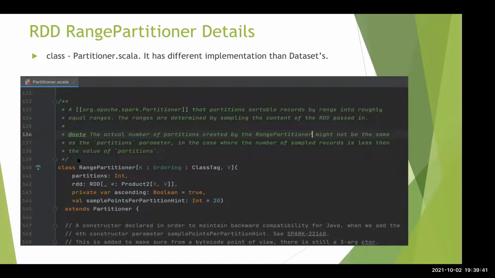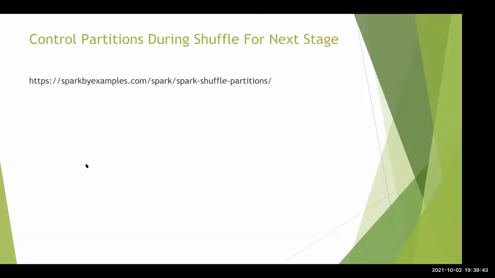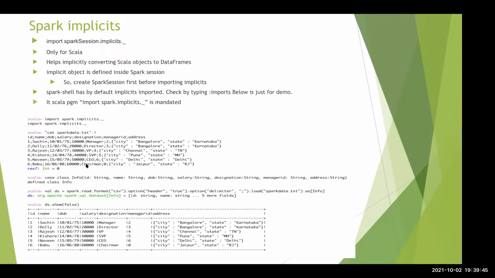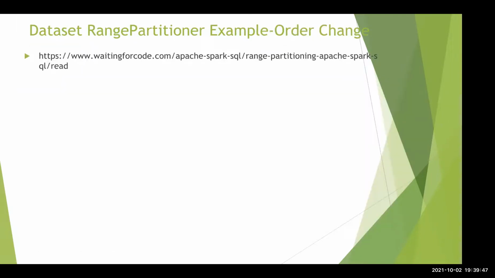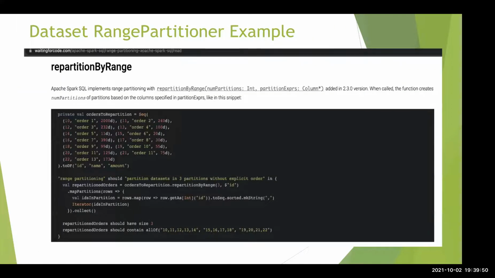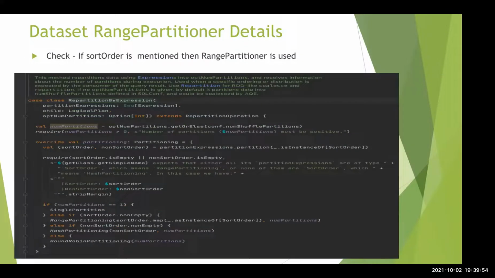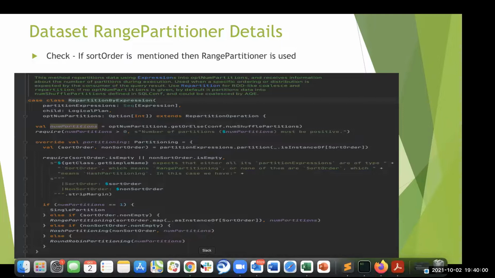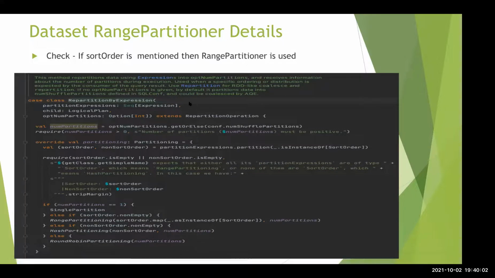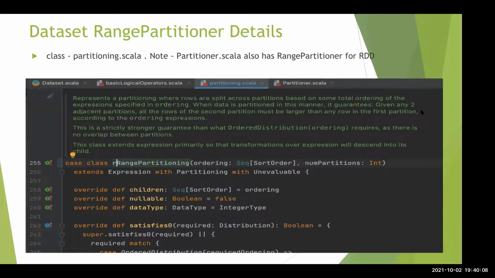RDD range partition has a slightly different implementation, so I'll skip that, because RDD we should not use. Generally, we should avoid it. So I'll just stick to the Dataset range partitioning, and I hope you understand how the Dataset range partitioning works. Any question? Good. I think it's pretty simple. You see the example shows how simple it is and how it works internally.